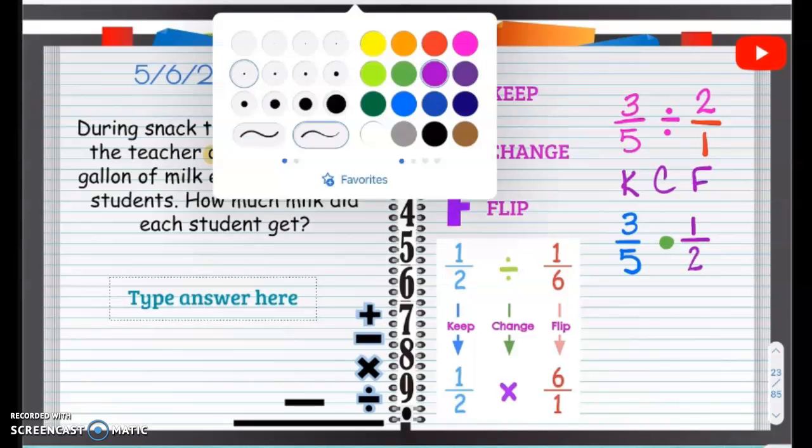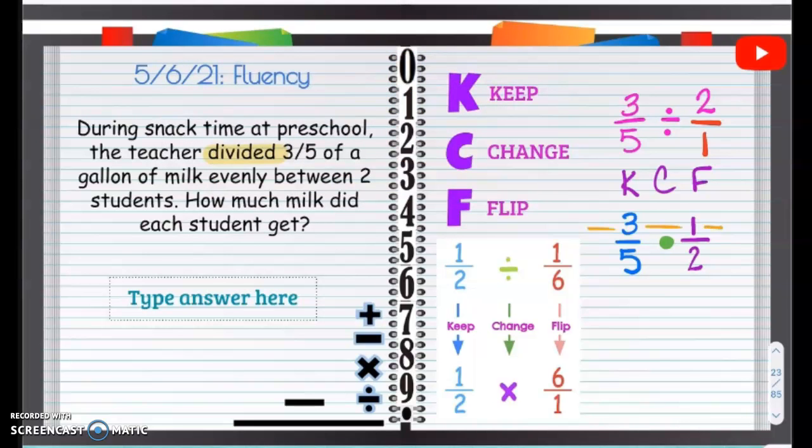Now we can multiply straight across. So 3 times 1 is going to give us 3. 5 times 2 is going to give us 10. And we cannot simplify that, so our answer is going to be 3/10, and you can put of a gallon. 3/10 of a gallon for each student.